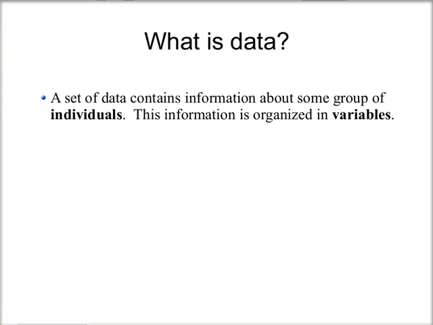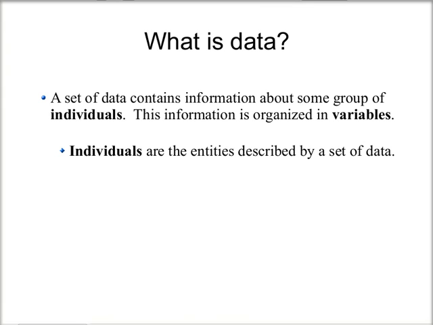A set of data contains information about some group of individuals, and this information is organized in variables. So first, individuals are the entities described by a set of data. So here are a few examples. If I give a survey to the class, then the individuals will be the people in this class. If you see a poll on the news during an election, then the individuals are usually called likely voters. If you are purchasing a product on Amazon, then you'll see ratings and reviews for that product, and those are given by people who have purchased the product, so those are the individuals.